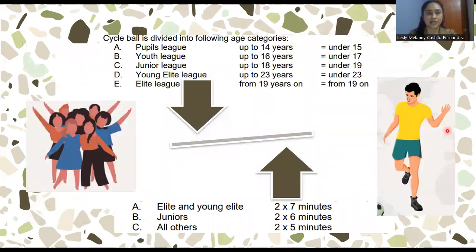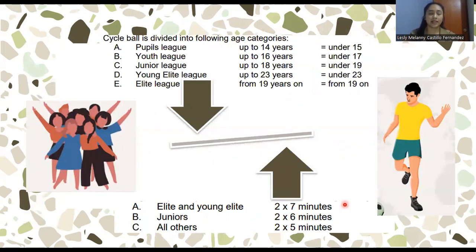Now the categories shown on the screen are the official ones. So as you can see, we have the pupils, the youth category, the junior category, the young elite category, or the elite league, and the ages that are permitted too.